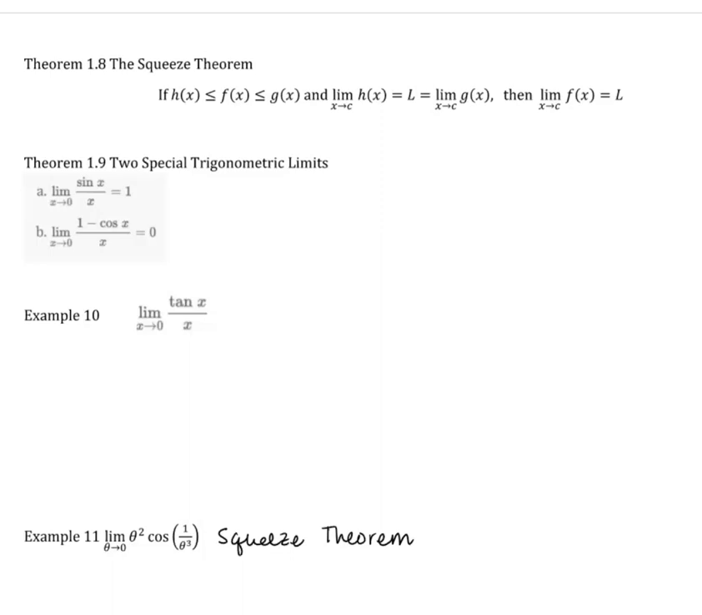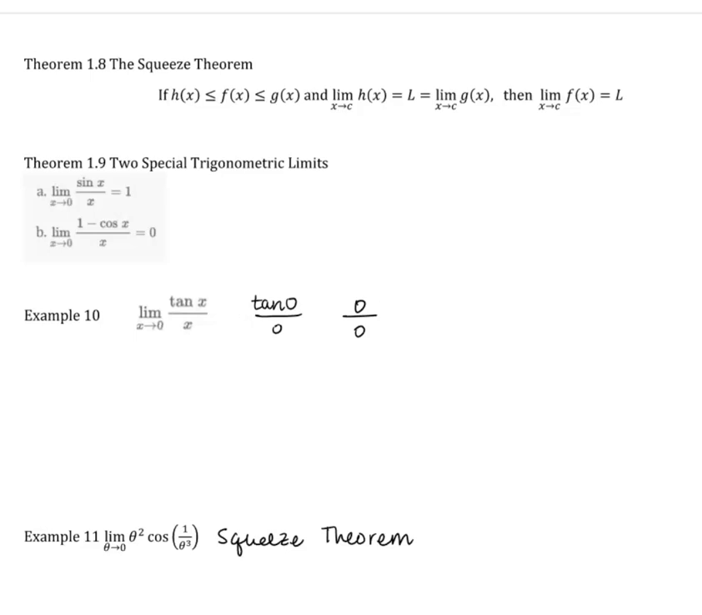Starting with example 10, we have the limit as x approaches 0 of tan x over x. Let's see what direct substitution would give us. Tangent of 0 over 0. Well, we definitely have 0 in the denominator, and in the numerator, tangent of 0 is 0. So we have an indeterminate form. I'm erasing my equal signs. This does not tell us the value of the limit.